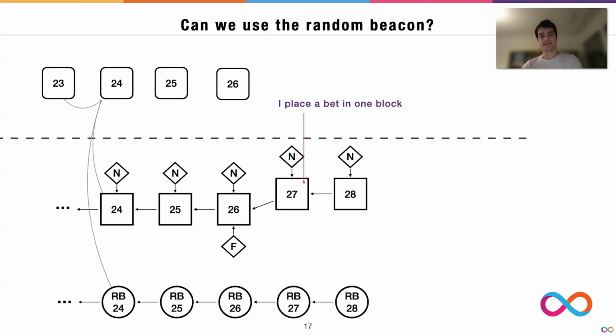So suppose that the blockchain grows a little bit and I place my bet again. I'm again betting on that the dice are going to be less than 7.